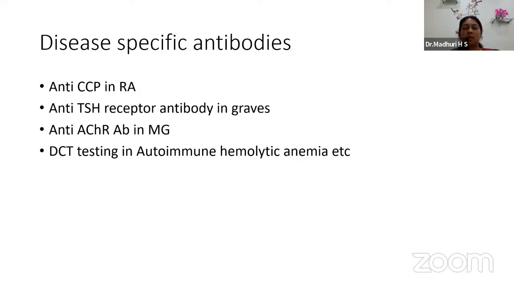Most of the times we do anti-CCP for the rheumatoid arthritis. Then anti-thyroid TSH receptor antibody can be done in Graves' disease. Direct Coombs test can be done in autoimmune hemolytic anemia. So these are all antibody mediated autoimmune diseases.